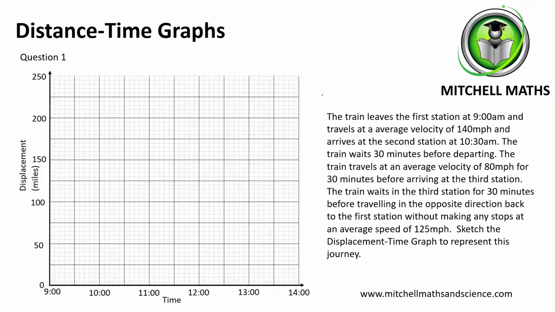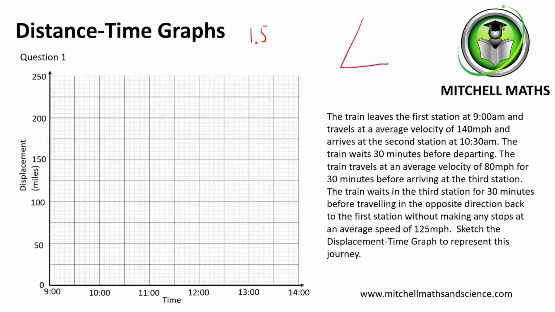So if we have a look at the information they've given us, they've said the train's going to leave at 9 AM and it's going to travel at an average velocity of 140 miles per hour and arrives at the second station for 10:30. So what I need to do is find how far that train has travelled from 9 AM till 10:30 AM. Well, 9 AM to 10:30 AM is 1.5 hours.